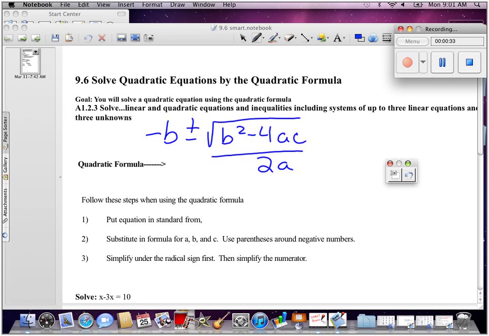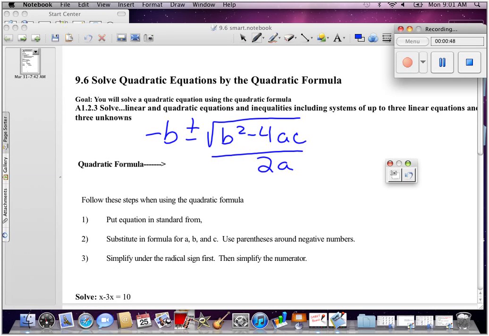Before you start to solve any problem, I would get in the habit of writing it there so you don't have to keep flipping your paper back and forth, and it kind of commits it to your memory so you'll know it for the final exam. Okay? So here are the steps to solving a quadratic equation.